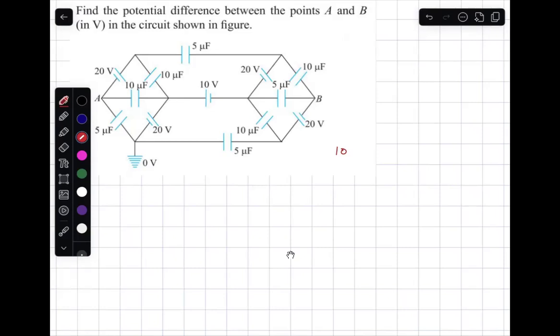Hint, better you go with nodal method. Better you go with nodal method. For this purpose, you need to identify what are the different nodes that you can manage over here.